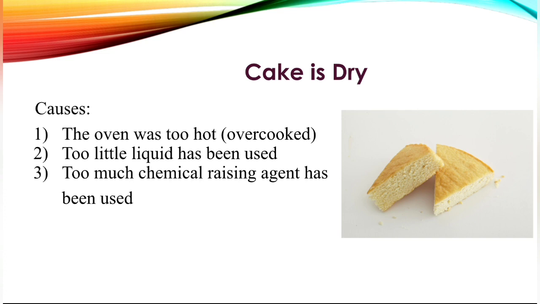Another fault could be that the cake is dry. Now, this can be caused by many reasons. So it could be that the oven was too hot, or it could be that the cake was overcooked. It could also mean that too little liquid was used when mixing the cake batter, or it could mean that too much chemical raising agent has been used.